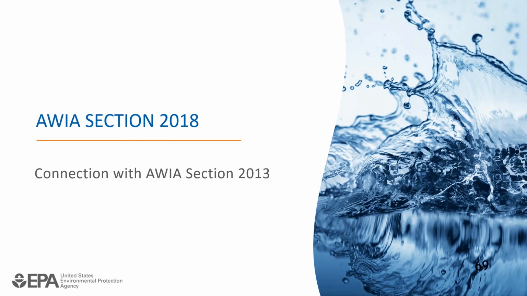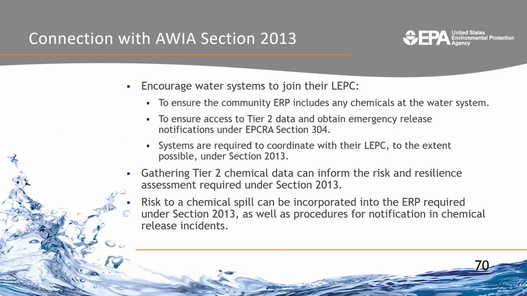And since we discussed Section 2013 already today, I wanted to quickly mention some of the connections that can be drawn between Section 2018 and Section 2013. Okay, so we think it's a good idea for water systems to become members of their LEPC for several reasons. First, to make sure that the Community Emergency Response Plan includes community water systems that also handle extremely hazardous substances like chlorine. Also, it can make it easier for your water system to obtain Tier 2 information easily and immediately, and get emergency release notification under 304 that might affect your waters.